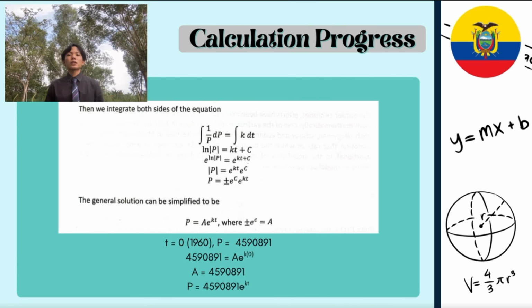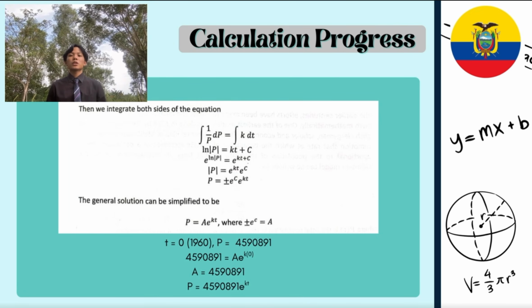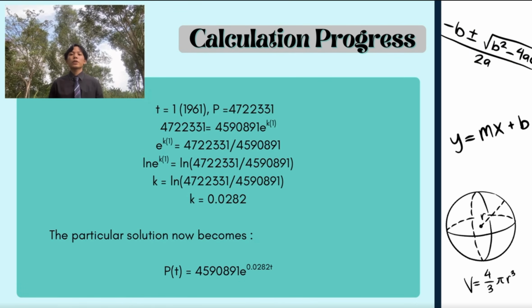According to the census data, the population at the time was 4,590,891. By substituting t = 0 into our general equation, e to the power of 0 becomes 1, which directly identifies our constant A as 4,590,891. Next, we need to find the growth constant.